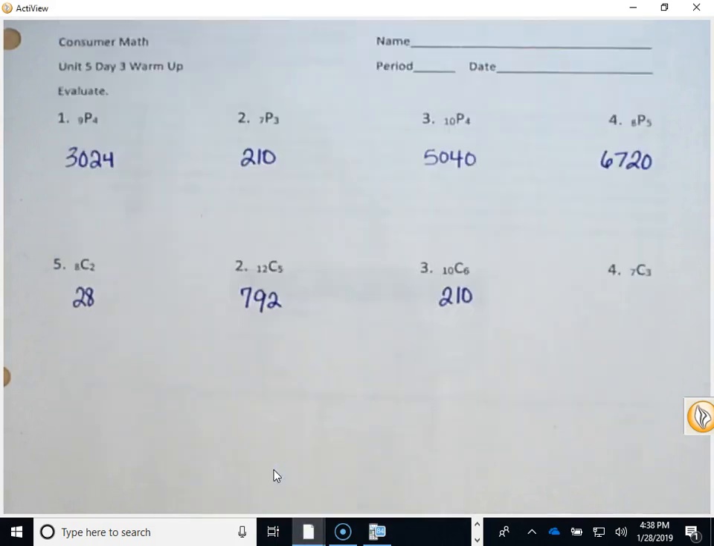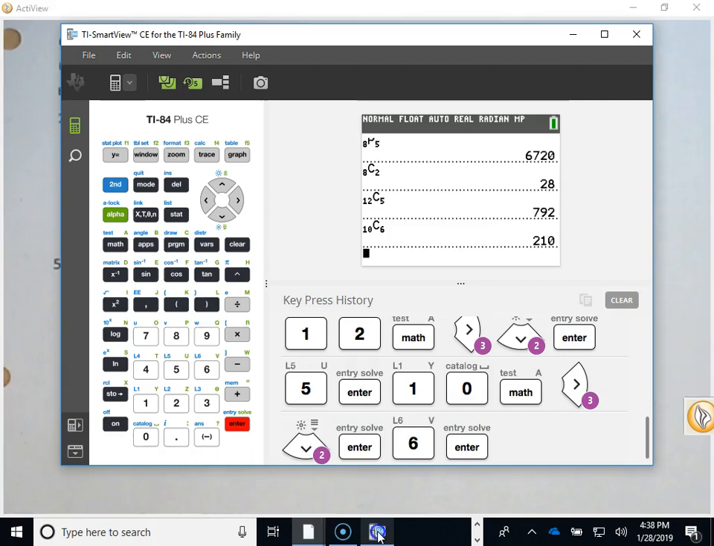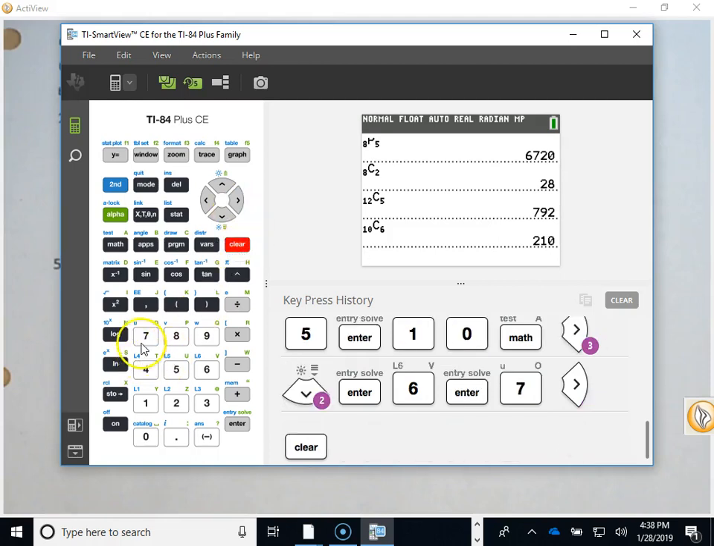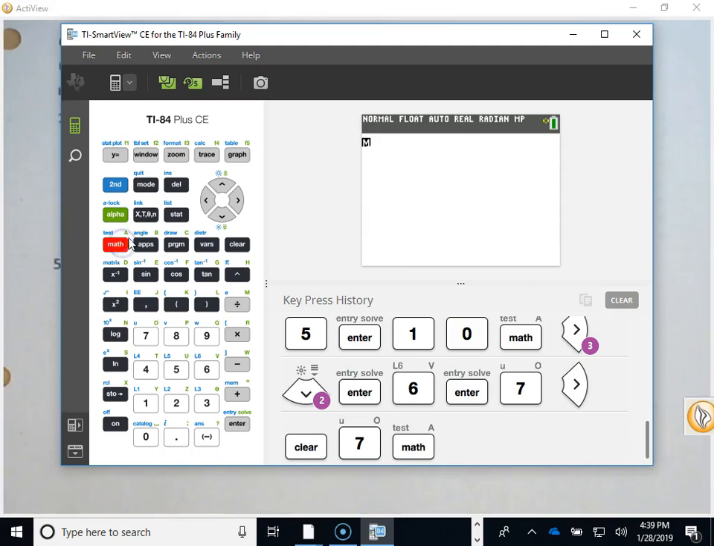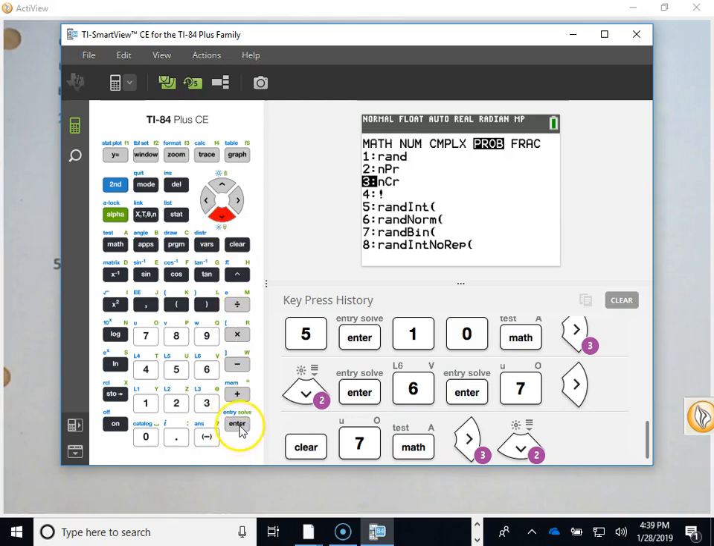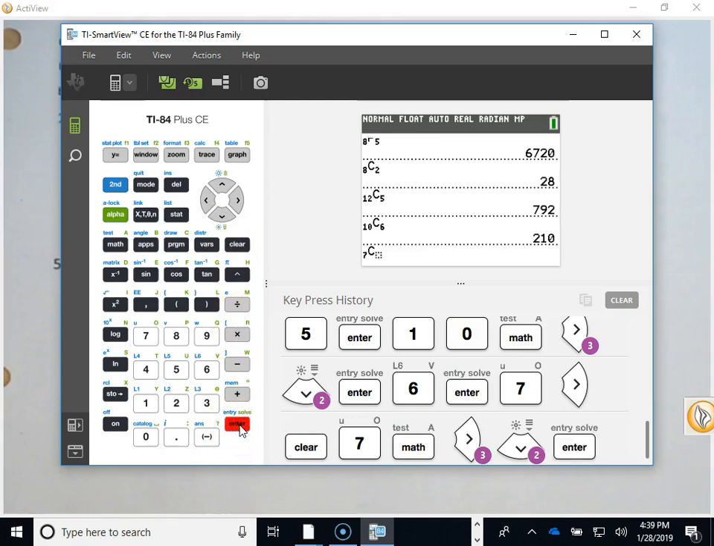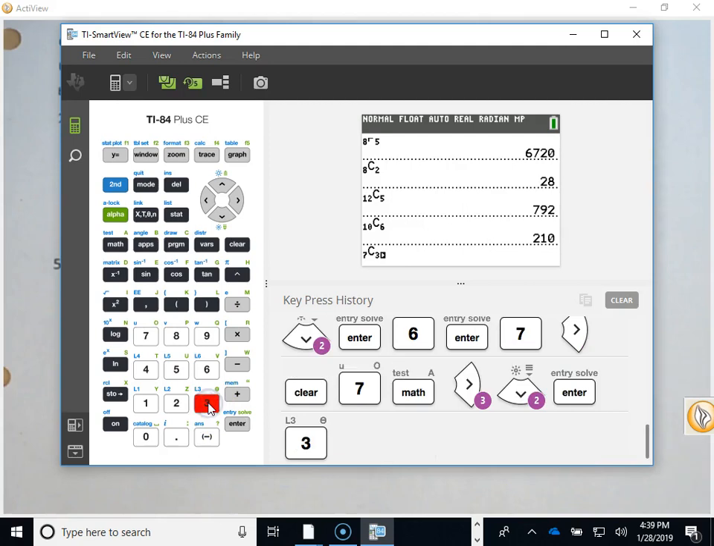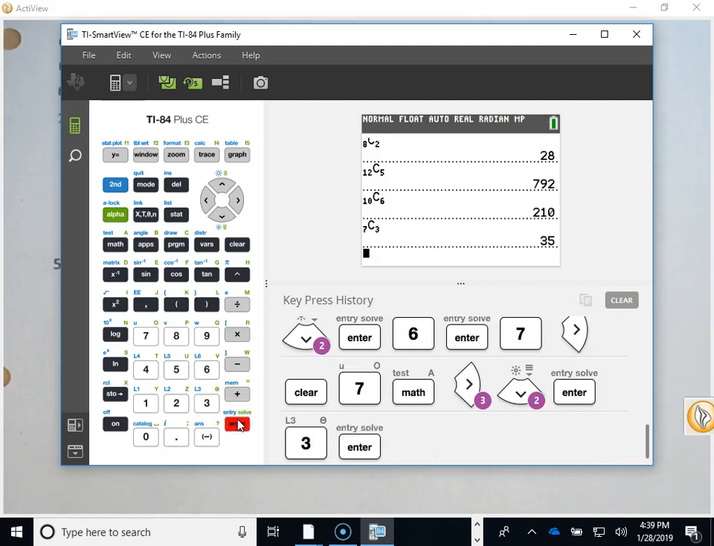And then our last one is 7 and 3. So type 7 on your calculator. Oh, not the arrow button. Clear that. So 7, math, to the right for probability, and then down for combination. Hit enter, and then 3 is our r. So 3 and then enter. And it calculates the answer to be 35.